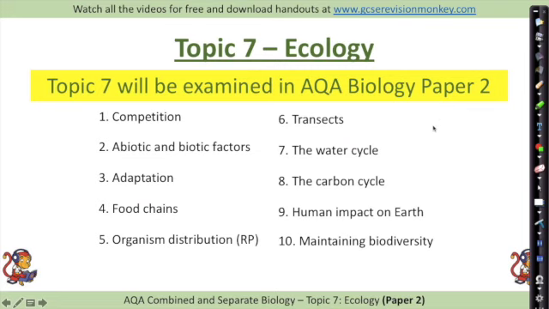Topic 7 is called ecology. It's the last topic for paper 2. It links into food chains and how organisms interact with each other. There's a required practical on sampling organisms, and then it moves through into how humans are impacting the earth and how we are affecting biodiversity.